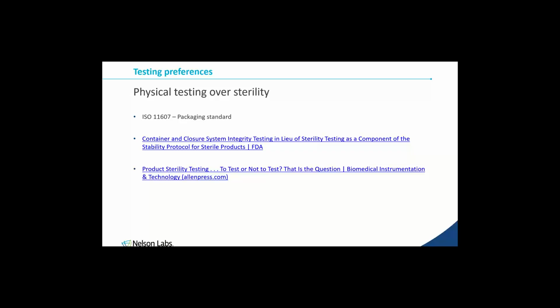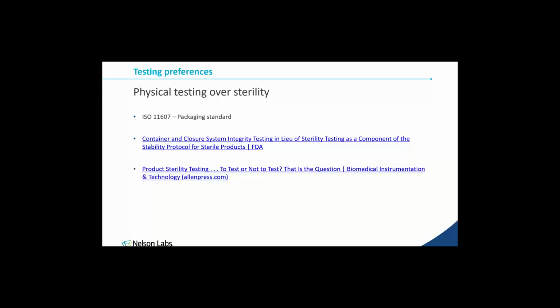The second one would be sensitivity. Microbial testing is nowhere near as sensitive as physical methods. And that sensitivity becomes really important when you're looking for small defects. And the third one would be contamination. Physical tests don't have an element of contamination. Microbial tests are always subject to that possibility that you may get erroneous data due to contamination. And so that's why we really prefer to do physical testing over sterility.